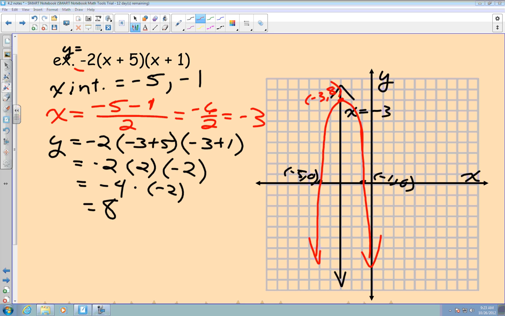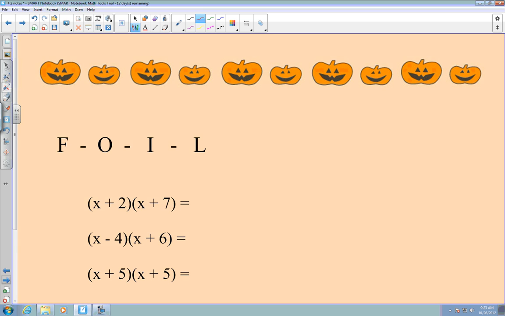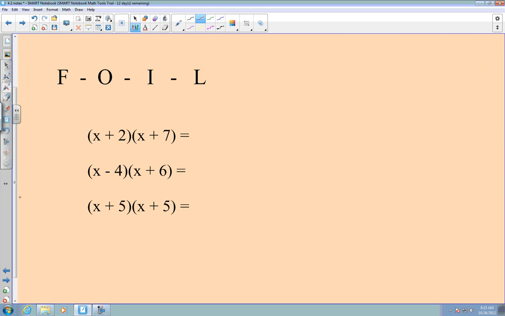We do have some other things. These should be reviewed. Remember this? If I had this equation, y equals x plus 2 times x plus 7, I need to multiply them out. What does F stand for? Front or first. Usually we say first, but front would make sense too. O for outer or outside. I for inner or inside. And L for last.